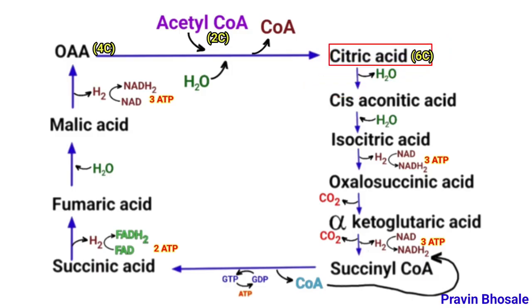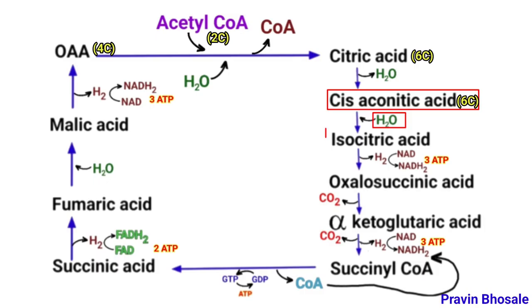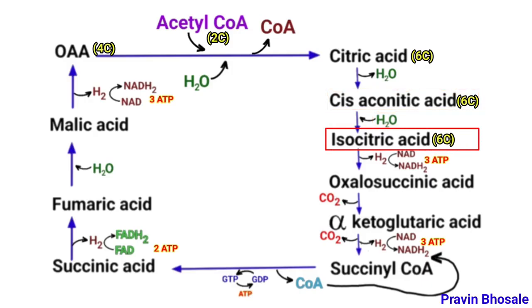This citric acid gets dehydrated, removal of water, and it forms cis-aconitic acid. It is a 6 carbon compound. Now there is rehydration. Addition of water and cis-aconitic acid gets isomerized to isocitric acid. It is a 6 carbon compound. Isocitric acid gets oxidized. There is removal of hydrogen and it forms oxalosuccinic acid. It is also a 6 carbon compound.